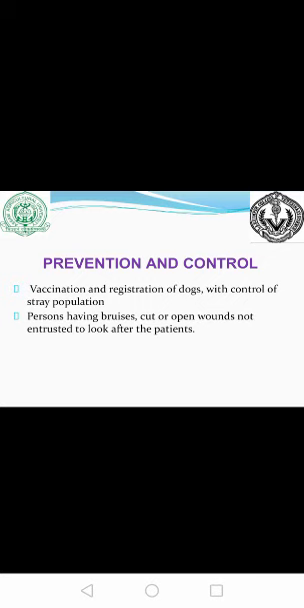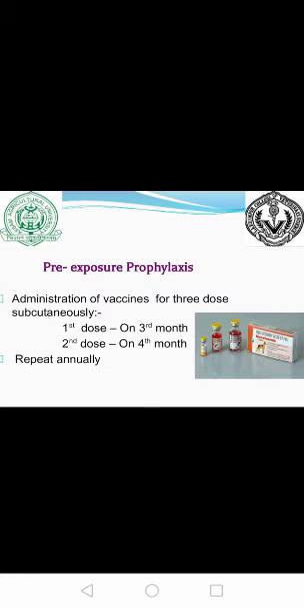Prevention and control. Vaccination and registration of dogs with control of the stray population. Persons having bruises, cuts, or open wounds should not be entrusted to look after the patients. Pre-exposure prophylaxis. It consists of 3 doses which have to be given subcutaneously. The first dose is to be given in the 3rd month and the second dose in the 4th month, and we should repeat it annually.